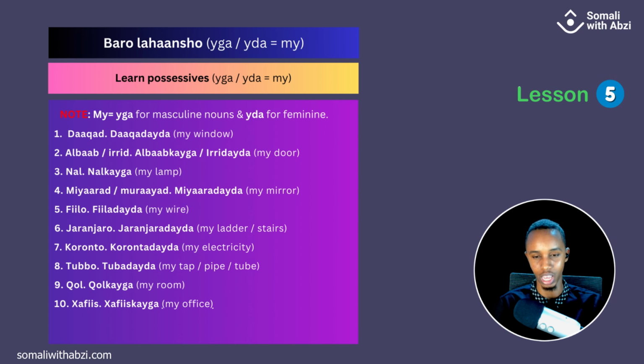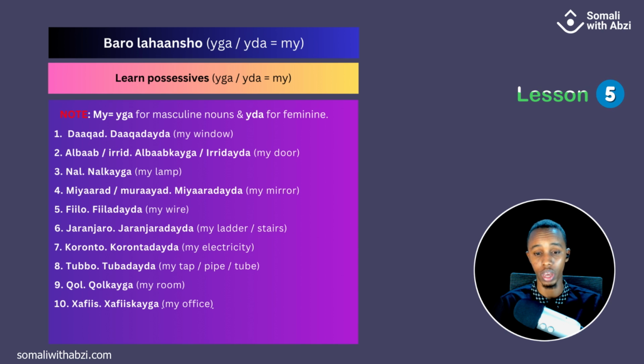Daqada, then daqadayda. Okay? Number 2 is albab, albabka, right? Albabkayga. Number 3 is nal, nalka, nalkayga. And also for albab we can say irid, which is a feminine noun, would be irida, iridayda. Number 4 is miyarad, then miyarada, miyaradayda. 5 is filo, filada, filadayda. And 6 is jaranjaro, jaranjarada, jaranjaradayda. And then 7 is koronto, korontada, korontadayda.